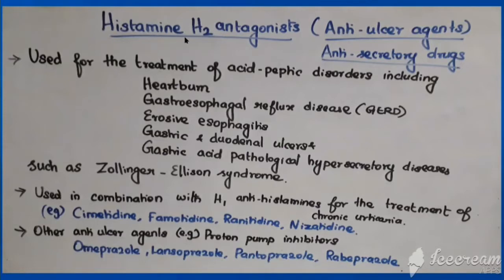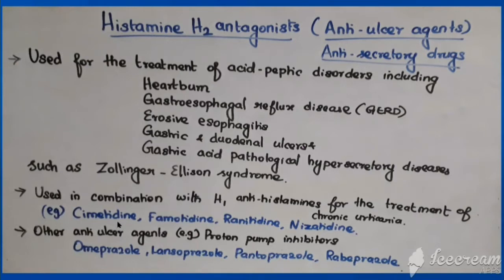Students, in this class we are going to see histamine H2 receptor antagonists. They are otherwise called anti-ulcer agents or anti-secretory drugs. They are used for the treatment of acid peptic disorders like heartburn, gastroesophageal reflux disease, otherwise called GERD, erosive esophagitis, gastric and duodenal ulcers, and gastric acid pathological hypersecretory diseases like Zollinger-Ellison syndrome. It is used in combination with H1 antihistamines for the treatment of chronic urticaria.